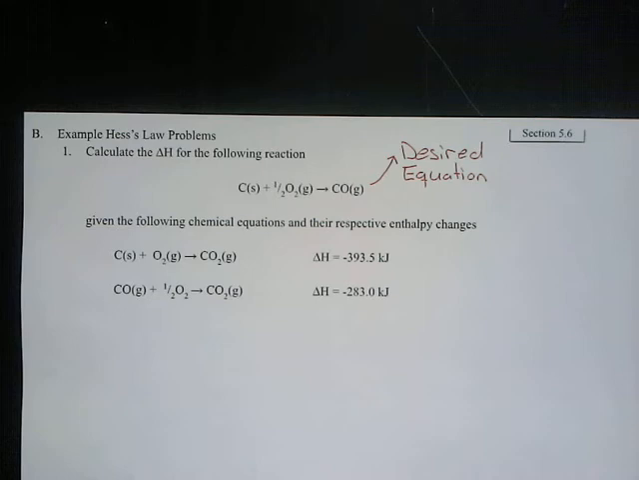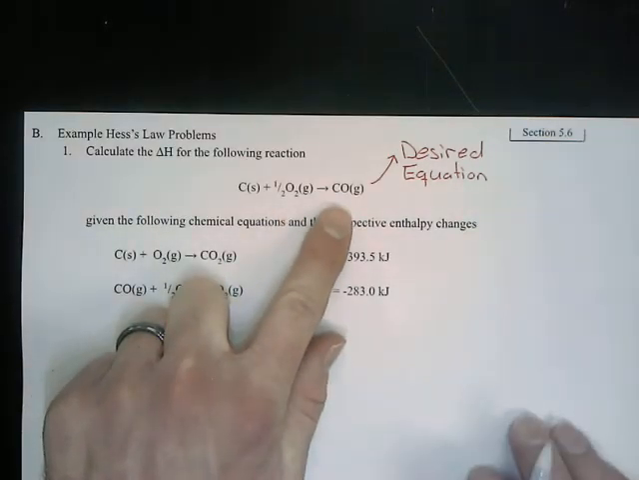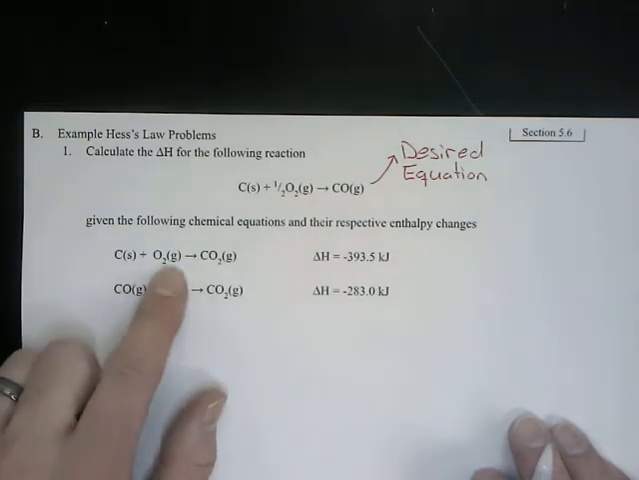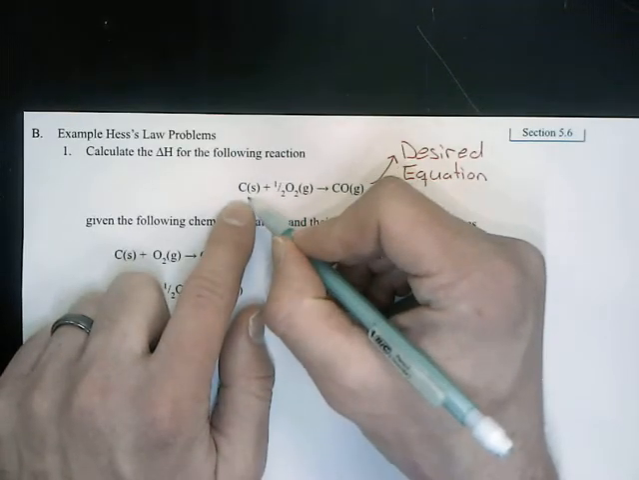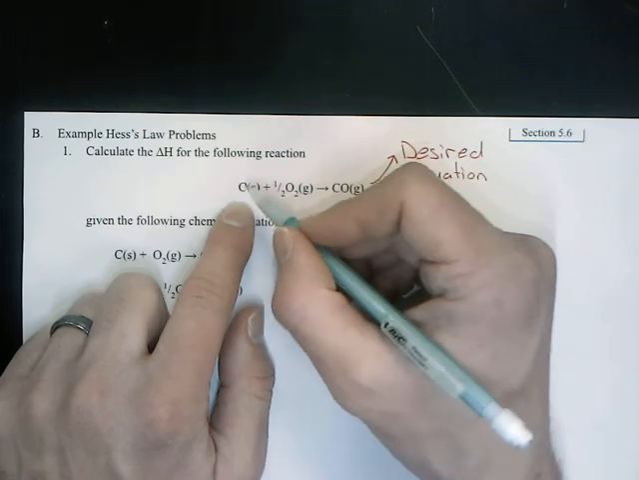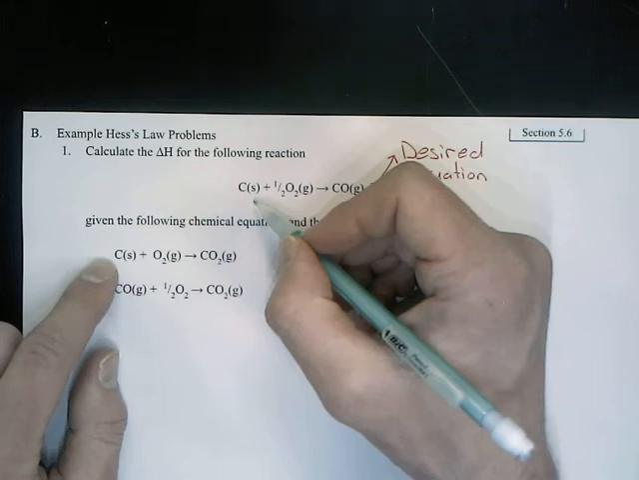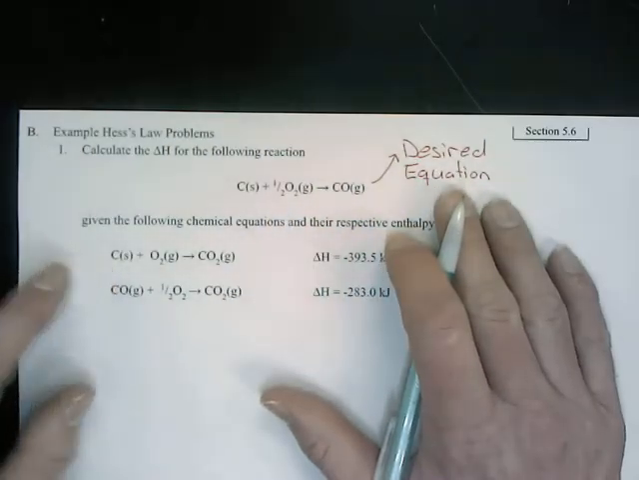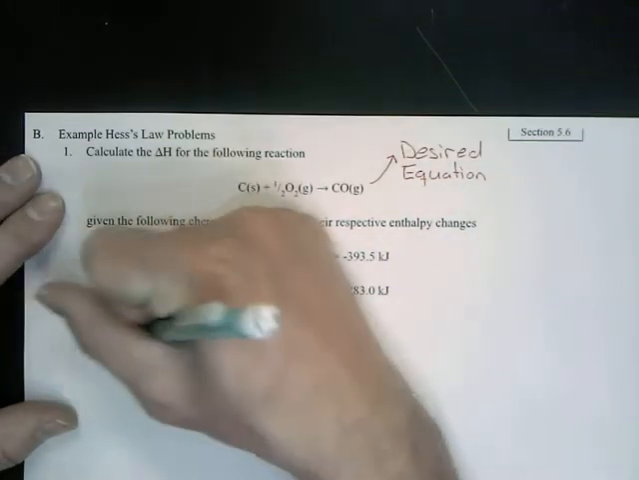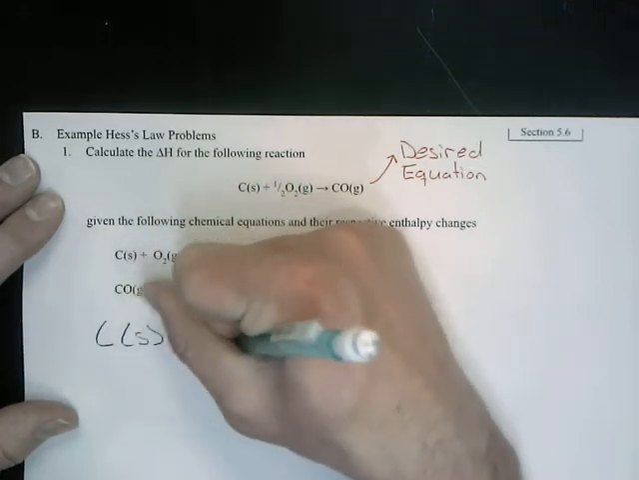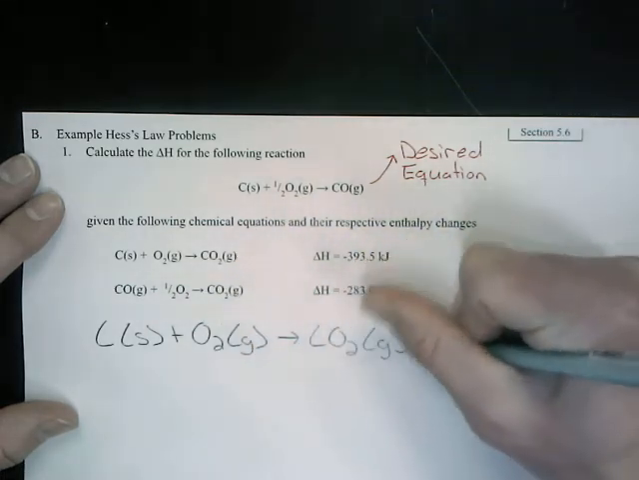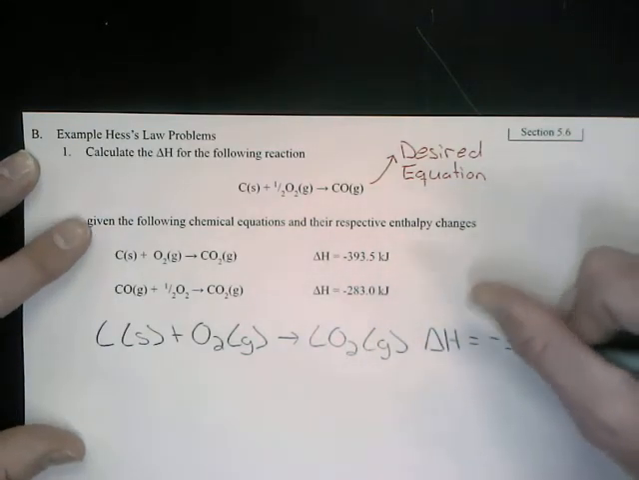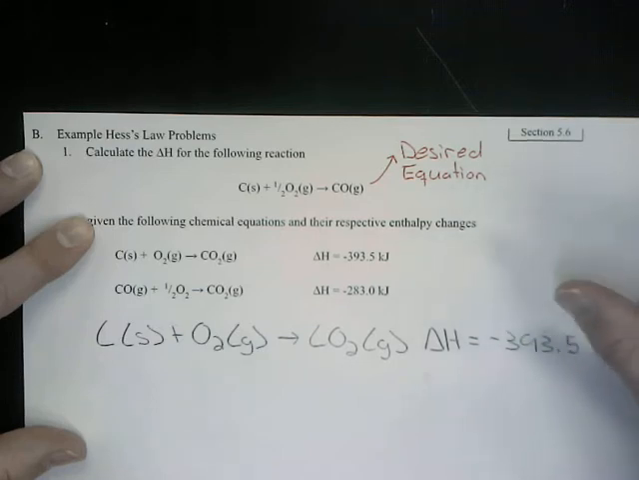So how I view this is as follows. I look for something in our desired equation that is found in our first equation given. So I look here, and in my desired equation, I want carbon on the left-hand side, and I want one of them, okay? So I go down here, I find carbon, it's on the left-hand side, and I want one of them. I don't need to manipulate or change around anything. So I'm going to recopy this down here. I'm going to have solid carbon plus oxygen gas yielding CO2 gas. And that gave me a delta H of negative 393.5 kilojoules, okay?